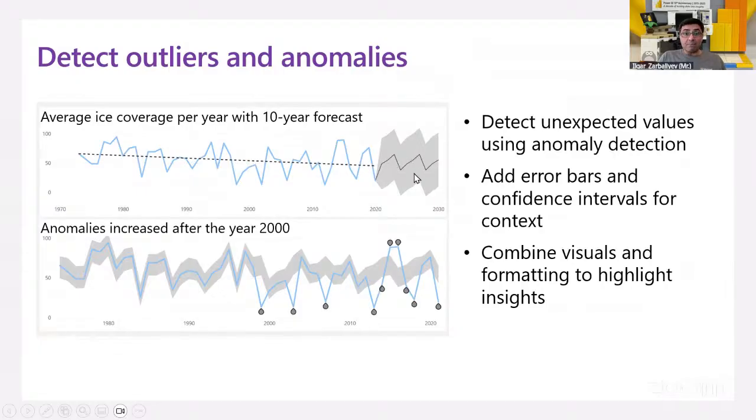The underlying techniques here are detecting unexpected values automatically rather than you having to eyeball every data point, adding error bars and confidence intervals so you understand the uncertainty around the forecast, and combining multiple visual elements and formatting choices together to make the insights clear. In this case, a real shift in the data after 2000 is immediately visible rather than buried in a table.